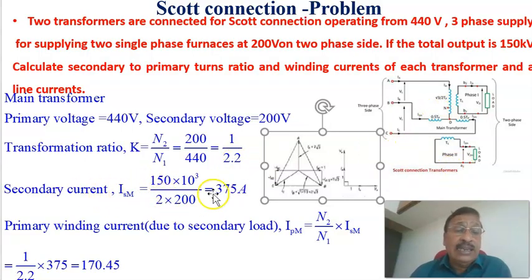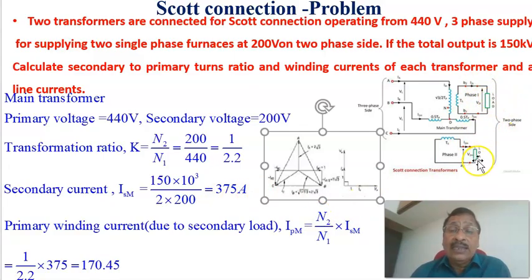For the secondary current, the total load is given as 150 kVA. So this is 75 kVA and this is 75 kVA. That is, 150 into 10 raised to 3 divided by 2 into the voltage of 200. Therefore, the corresponding current through the secondary of the main transformer is 375 amperes. The same, 375 amperes, is the current here as well.